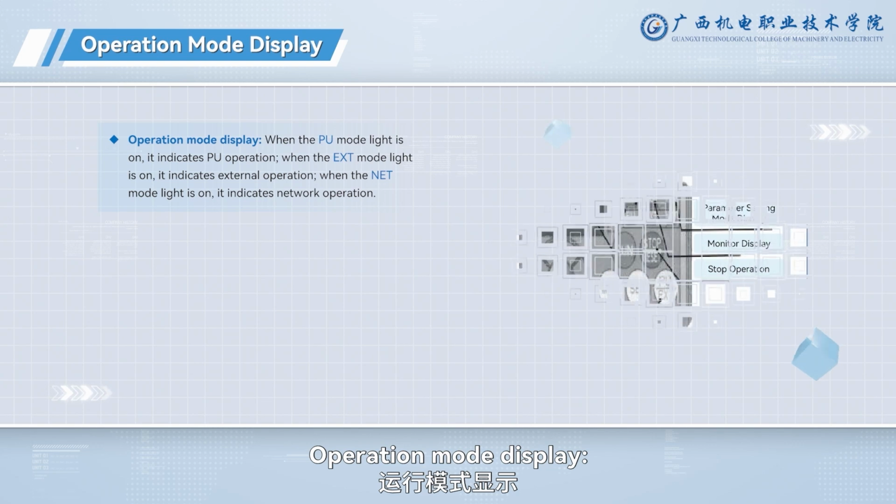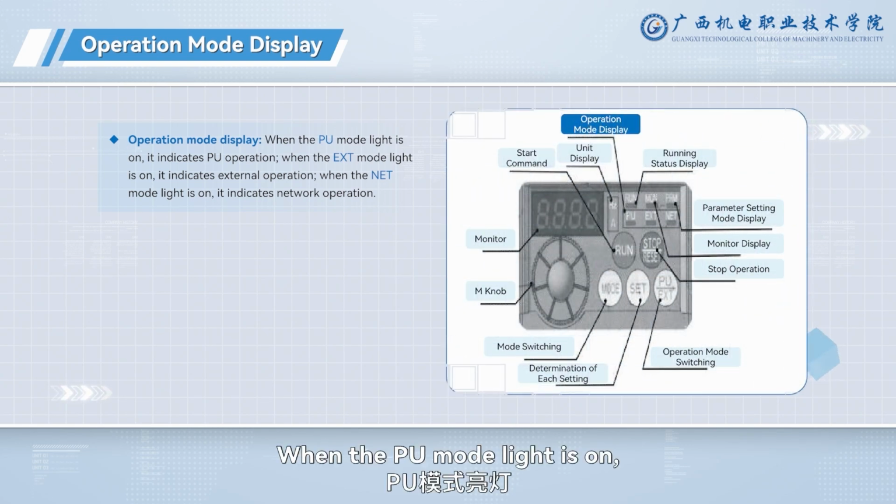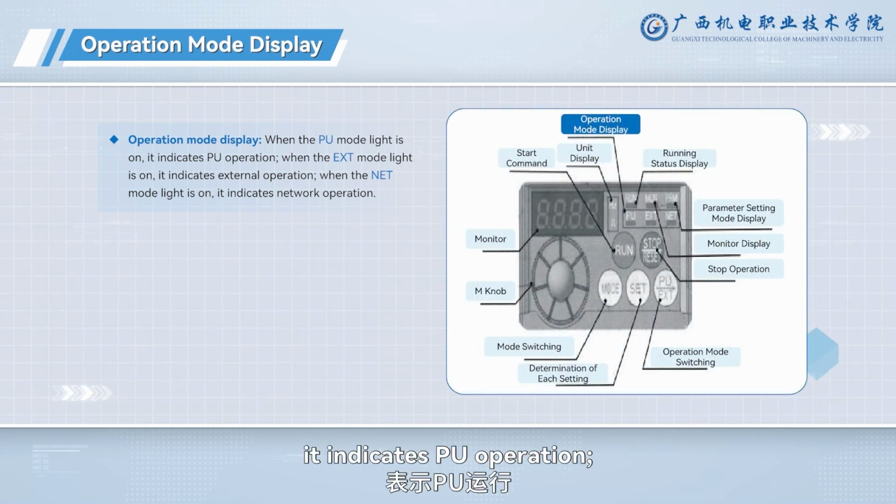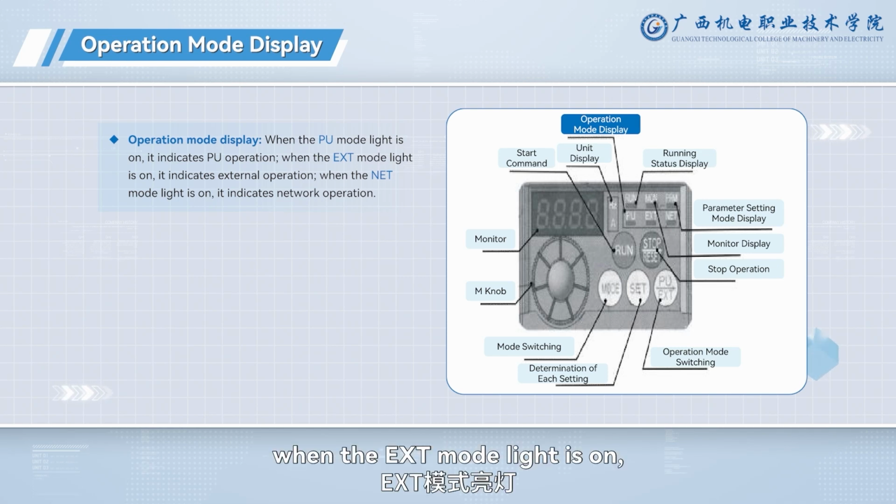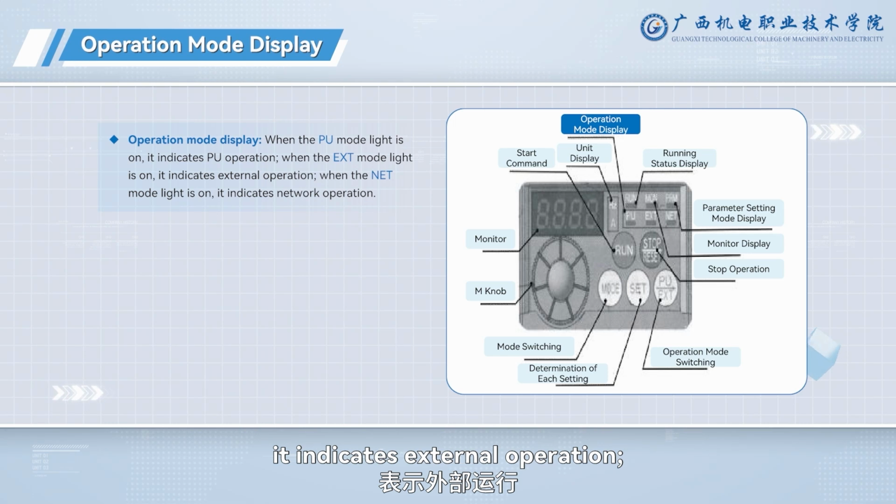Operation mode display. When the PU mode light is on, it indicates PU operation. When the EXT mode light is on, it indicates external operation. When the net mode light is on, it indicates network operation.